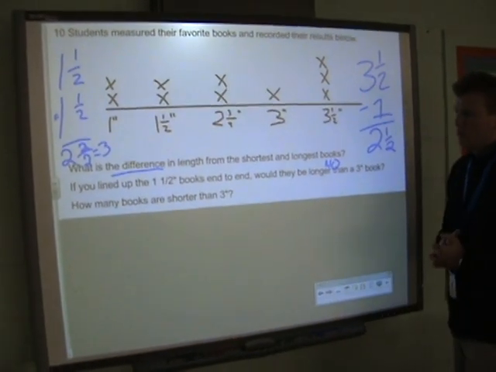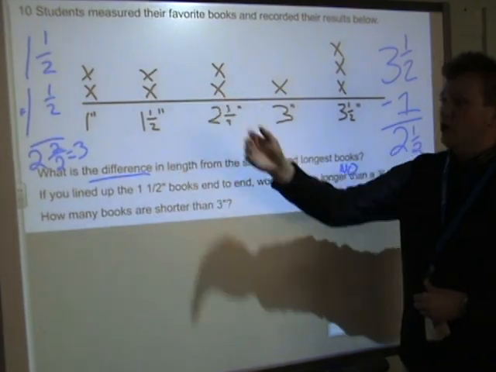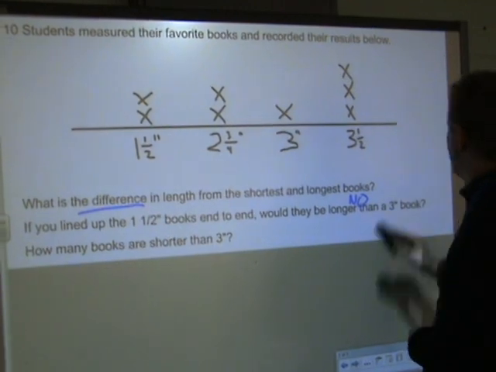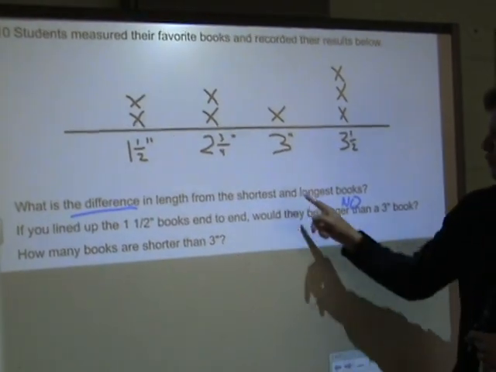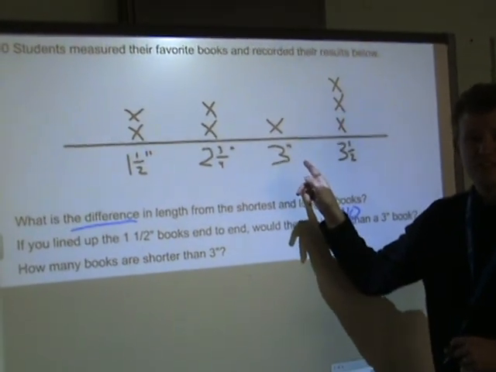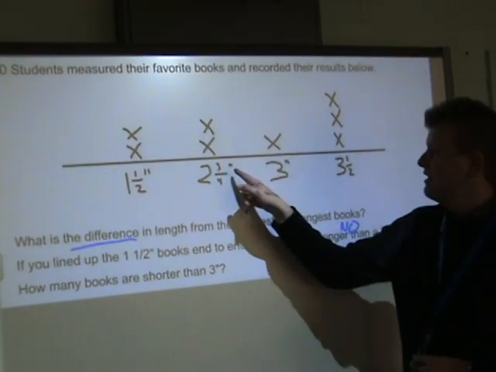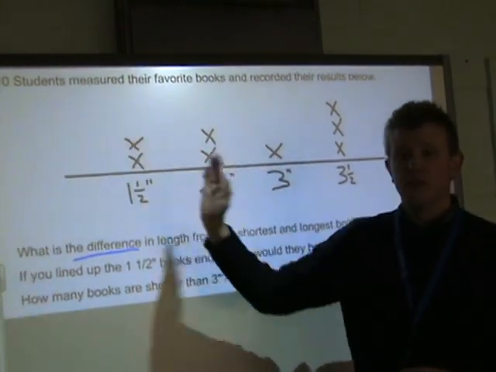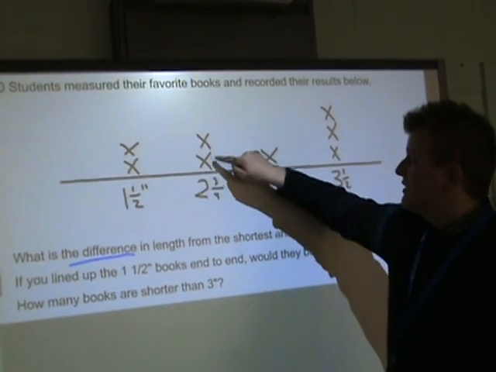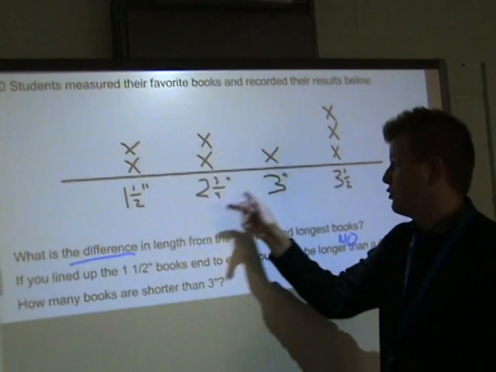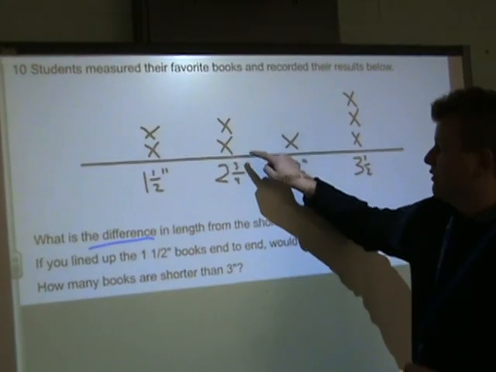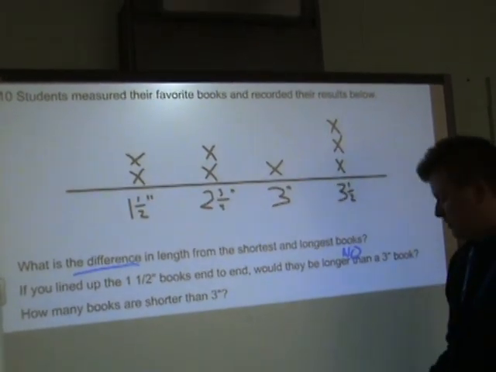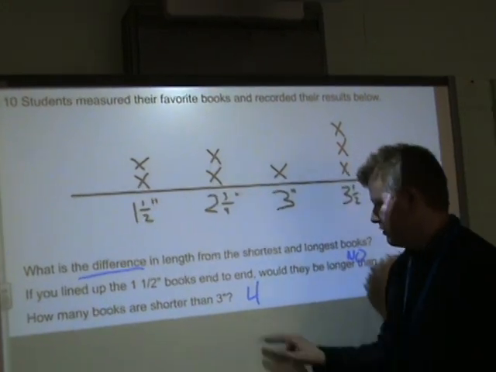How many books are shorter or thinner than 3 inches? We've got to go back to our line plot and check that out. I'm going to erase some of these numbers so they don't confuse us. How many are shorter than 3 inches? Is 3 inches shorter than 3 inches? No, it's the same, so we can't count that. 2 3/4 inches is shorter, right? It's farther left, just like on our number line. How many kids? 1, 2. What about 1.5 inches? Is that shorter than 3? Of course it is. How many kids? 1, 2. So I've got 1, 2, 3, 4. On this line plot, there are 4 books shorter than 3 inches.